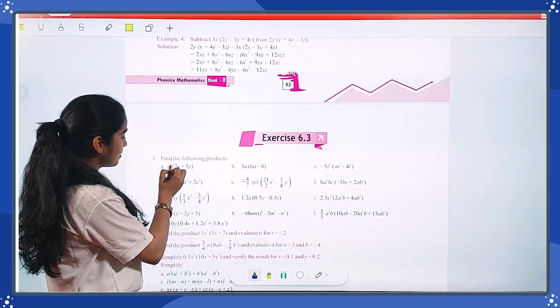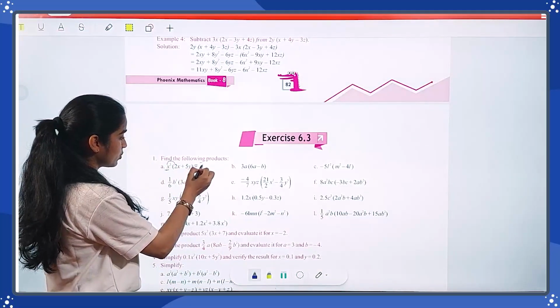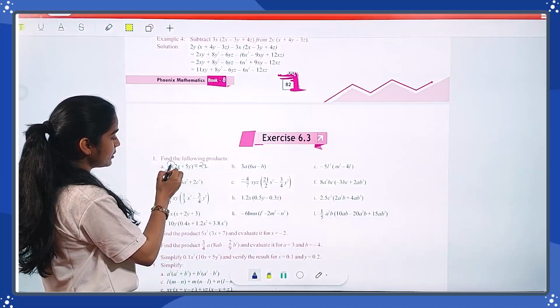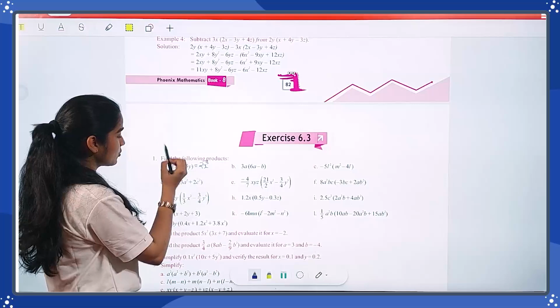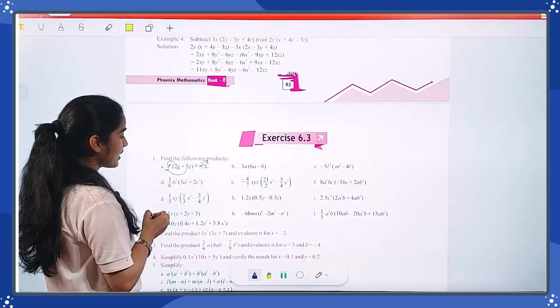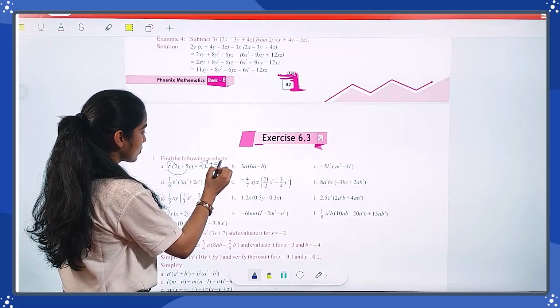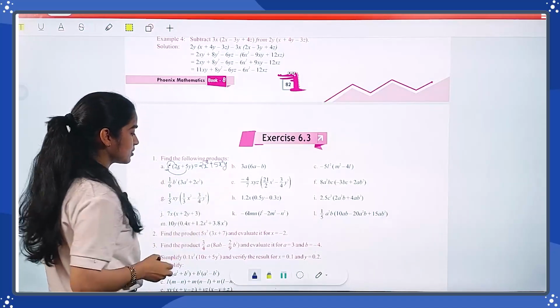X square multiplied by 2x is 2x. Now how many x we have? 1 and 2. So 2x cube. Now x square multiplied by 5y is 5x square y. So this is your answer.